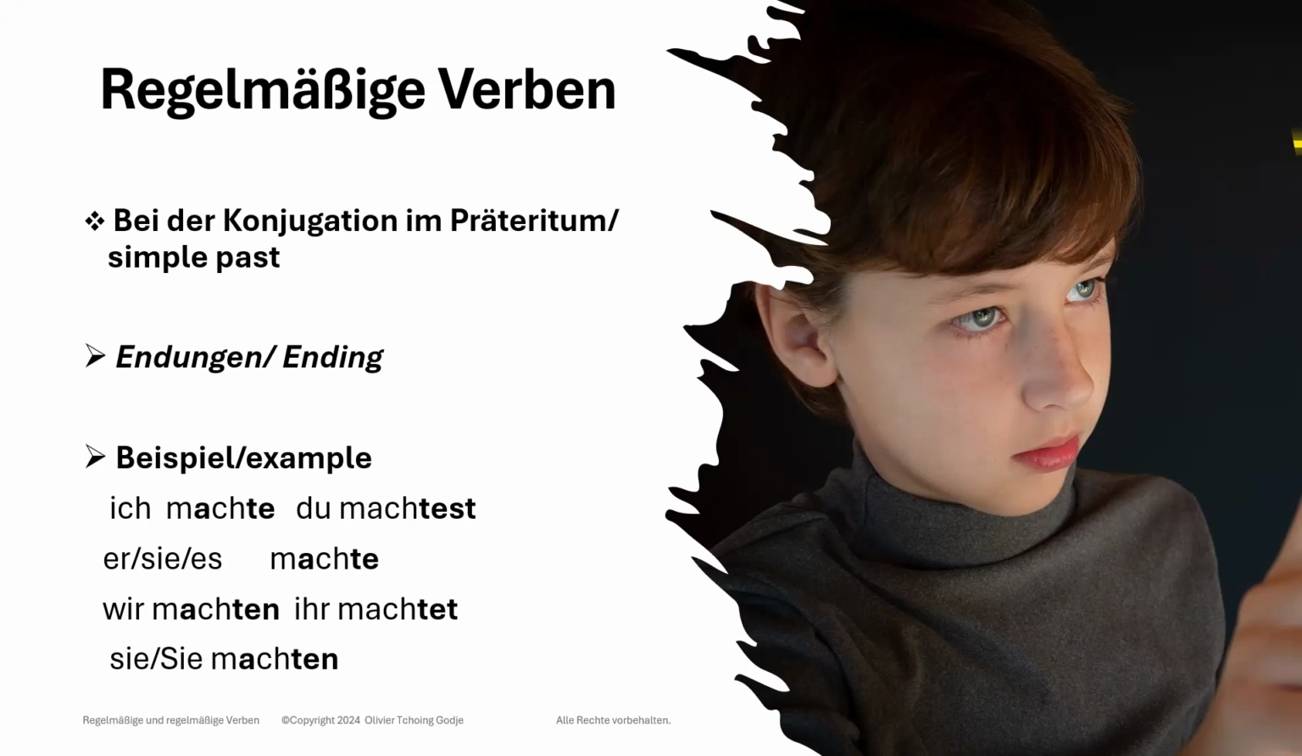With ich, it is te, like ich machte. With du, it is test, like du machtest. In the third person singular, it is machte with t. In the first person plural, it is ten, t-e-n. Second person plural here is tet, t-e-t. And third person plural, or the polite form, is ten, t-e-n. And this can be applied to all regular verbs without any exception.